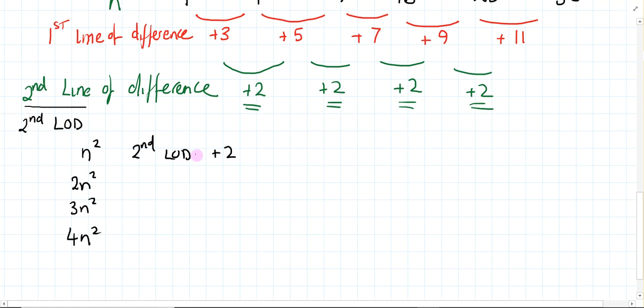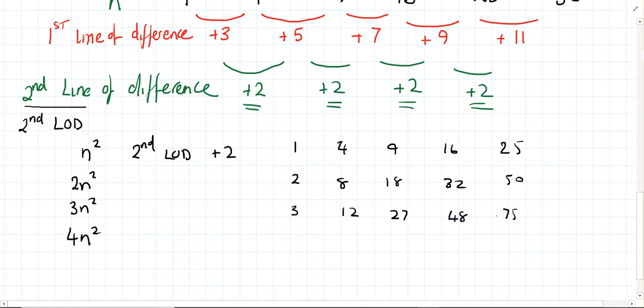The easiest thing is, if I know that n squared is 1, 4, 9, 16, 25, but if I want to do 2n squared, I just take that line and double it. So it's 2, 8, 18, 32, 50. 3n squared is 3, 12, 27, 48, 75. Feel free to use your calculator. And then find the difference, and then the second line of difference for those sequences.